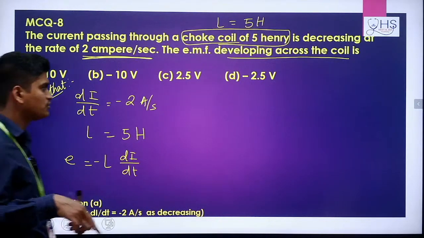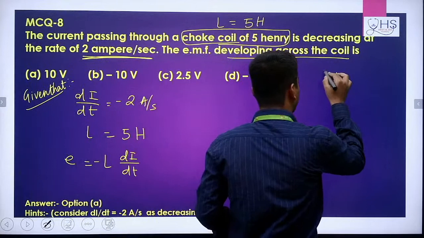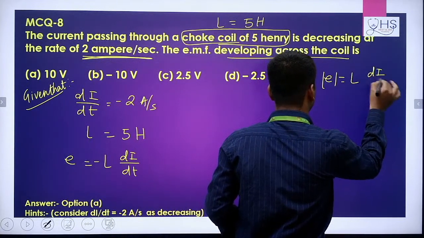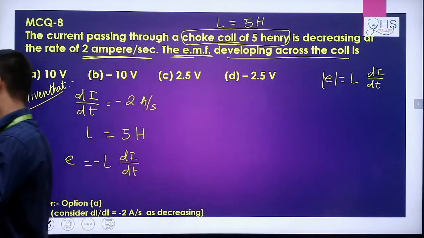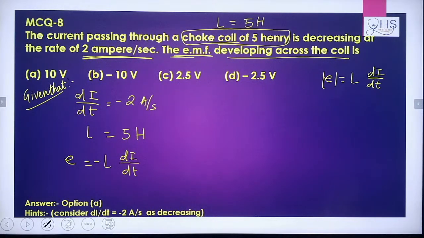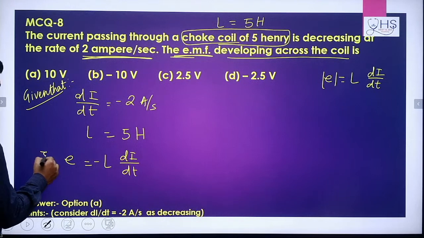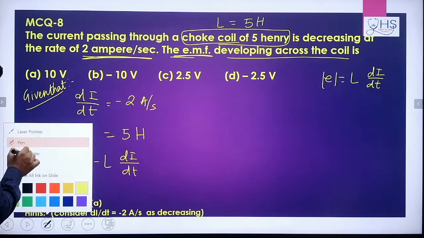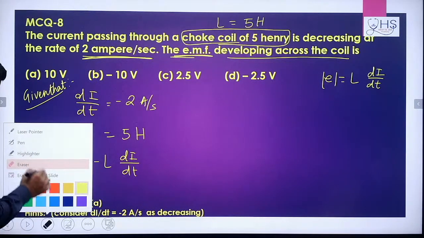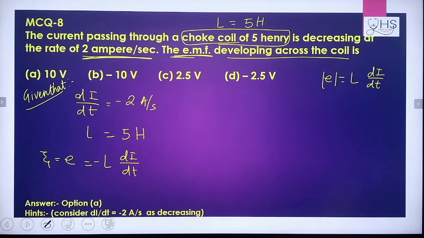So when I am taking the magnitude, at that time it is becoming what? When I take the magnitude, it will become L di by dt. But in the question also they did not ask the magnitude of EMF. They directly asked what is the EMF. So this is the EMF. Okay, or usually you write like this, EMF. Okay, write like this. So minus L di by dt.